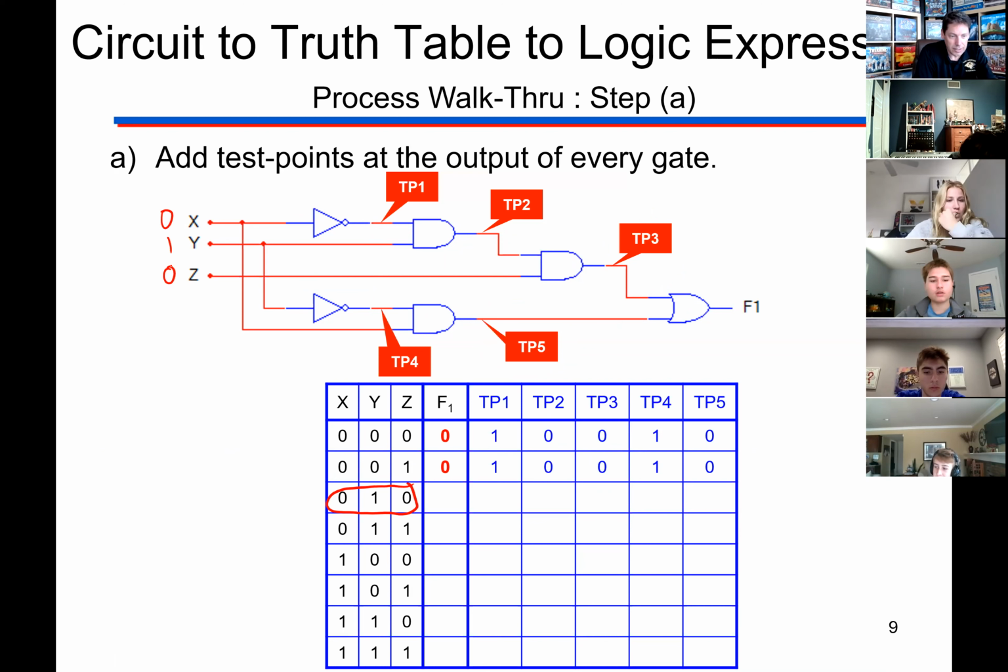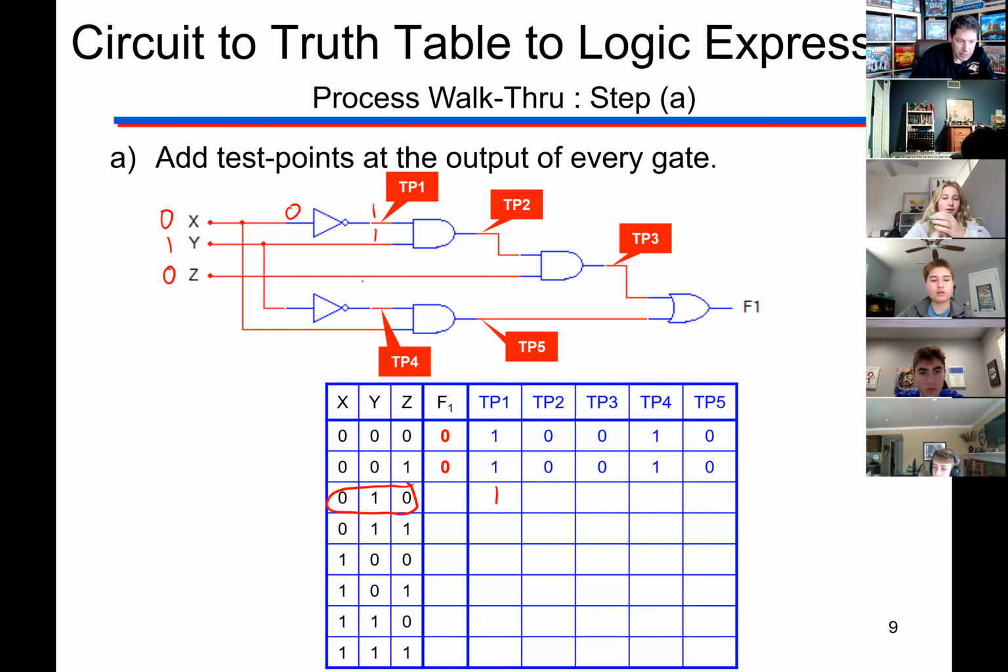So let's see who I need to pick on. Andy, if this X line has a 0 coming in, what's test point 1 going to read? Would it be a 1 since it's an inverter? Yep, it's going to flip that. So it's going to be a 1. And then now we've got a Y. Here Y is 1.